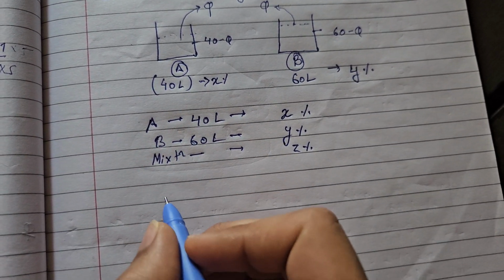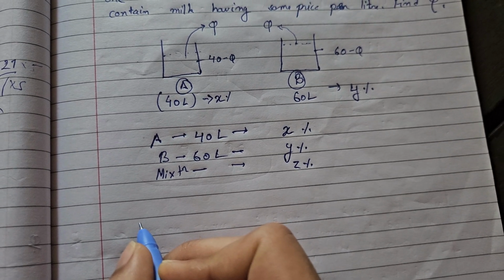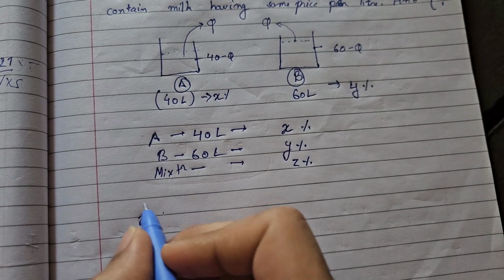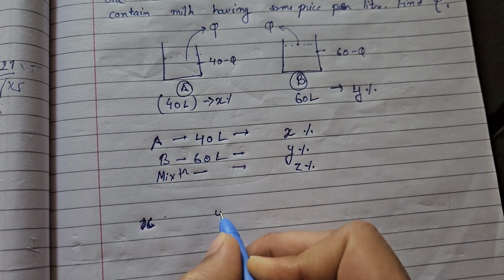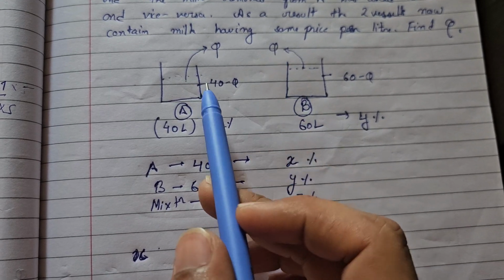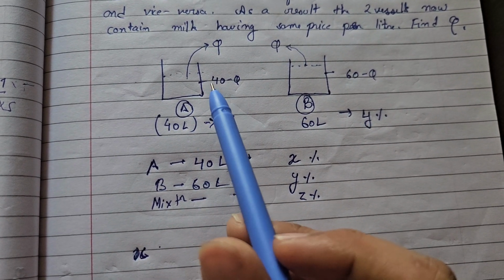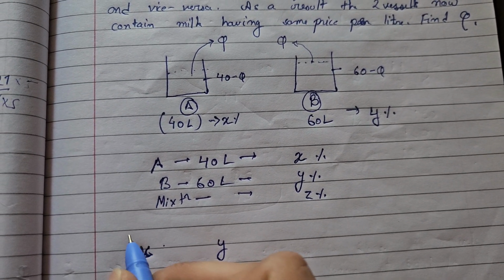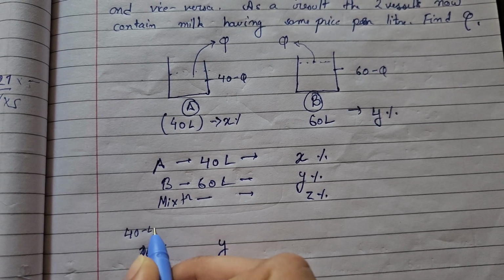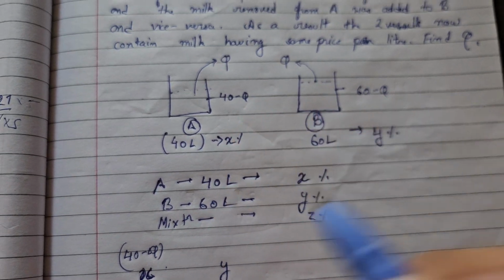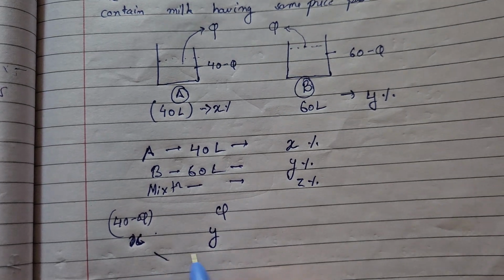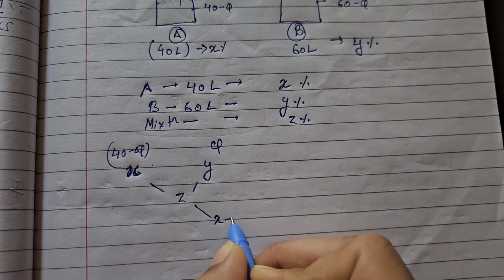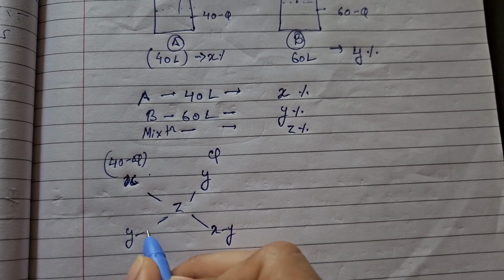So for vessel 1, I'll draw it over here only. In vessel A, I have X% concentration of milk, and I'm adding Q, which has Y concentration, right? So in vessel A we have X concentration and the quantity left is 40 minus Q. And from here we are adding Q to get the final concentration Z, right? Now let's subtract it: X minus Y, and over here we'll have Y minus Z.